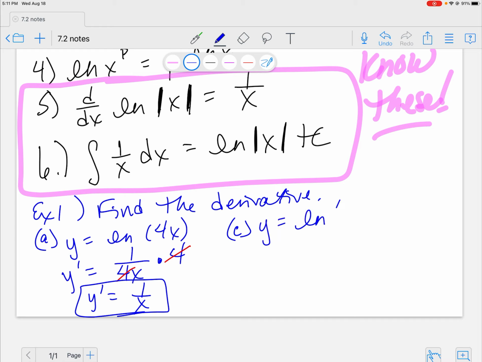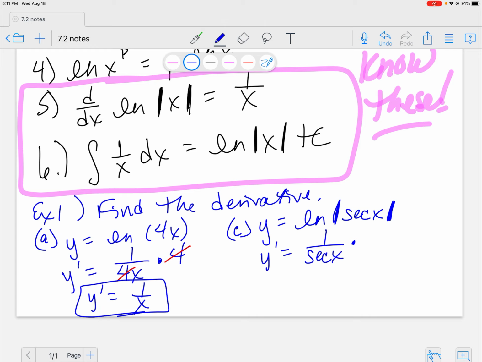Y is equal to the natural log of the absolute value here of secant x. I'm going to make these thick so you understand they're natural absolute values. Yep, same thing. 1 over the guts. Y prime is equal to 1 over secant x. And then the chain rule tells me times the derivative of the inside.